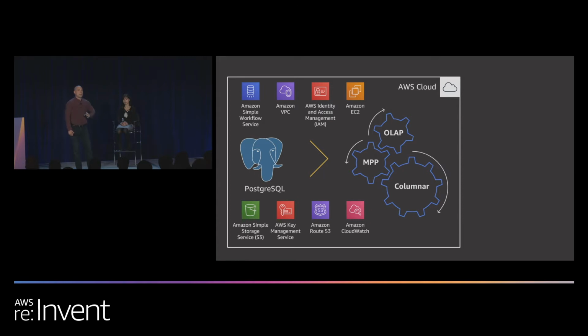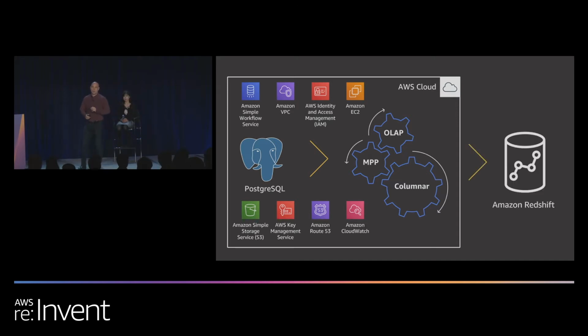Then it's all wrapped up in the AWS cloud. So this is tight integration with S3. This is integration with IAM, which is Identity Access Management. There's integration with KMS, so that's how Redshift's able to support full disk encryption. So the combination of all of this is really what makes Redshift what it is.